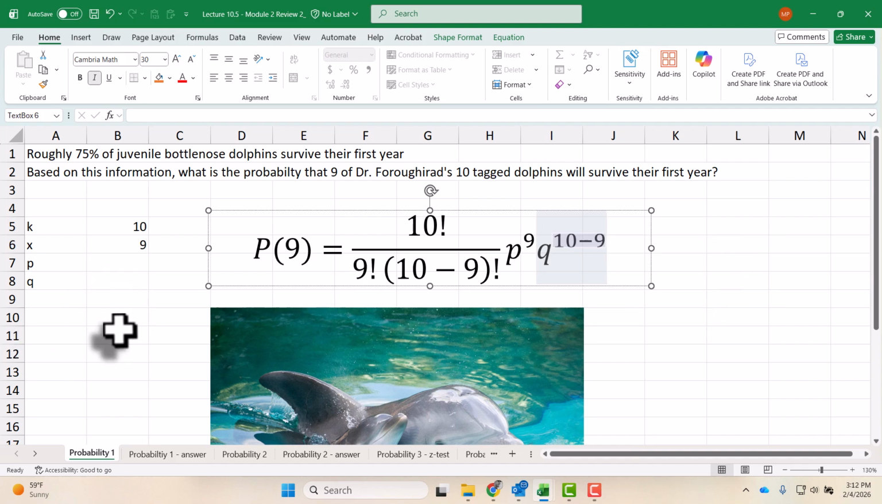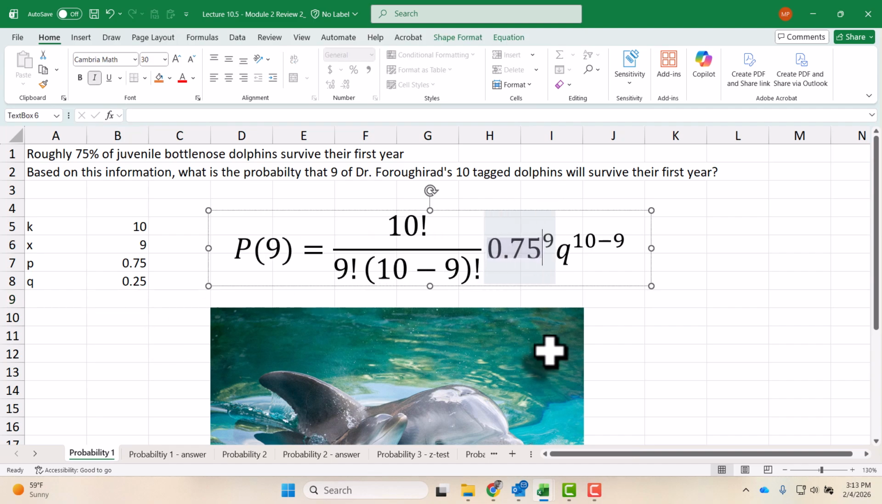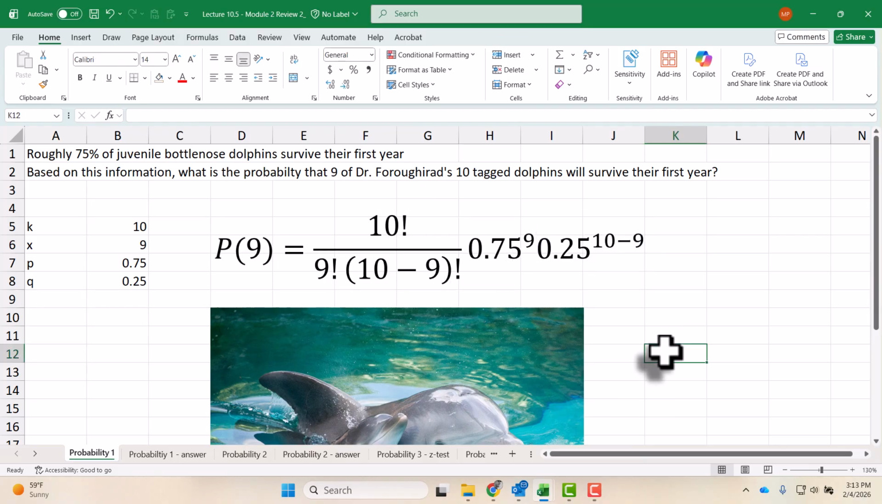And then P and Q. P is the probability of the event of interest occurring. In this case, it's first-year bottlenose dolphins surviving. Our information tells us that 75% of them survive. And what this tells us is that Q, which is the probability of all other events occurring, is going to be 25%. The difference between 1, which is the summation of all probabilities, and P. So we can put these values in. P is 0.75, Q is 0.25. And then from here, it's a matter of doing the math.